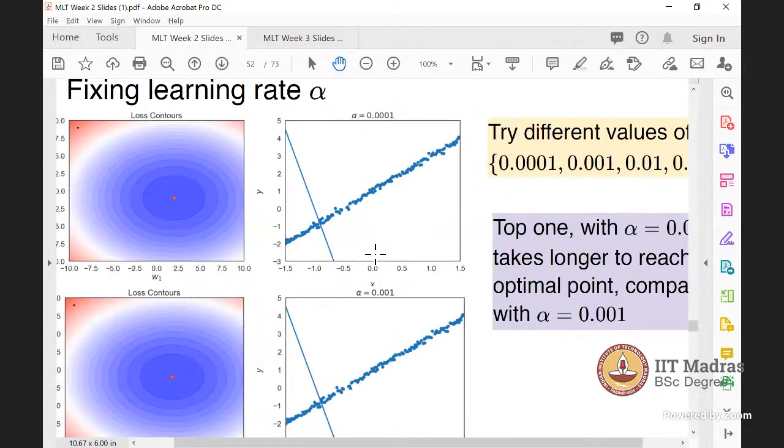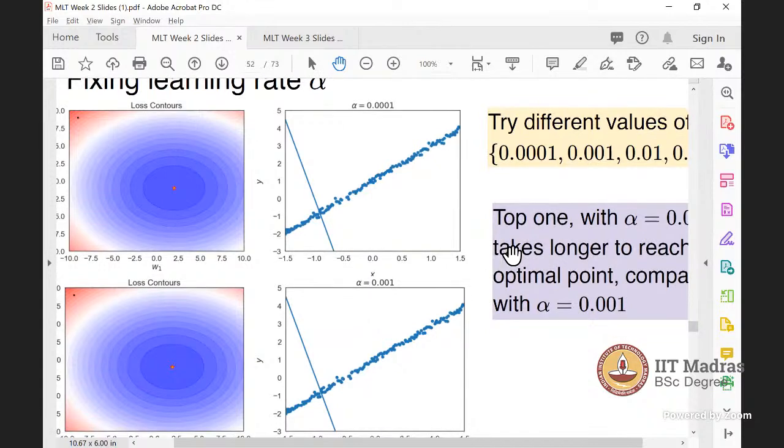Sir, I have a conceptual question here. Sure. For the value of alpha equal to 0.5, can you go to that diagram again? Sure. Yeah, the learning curve.